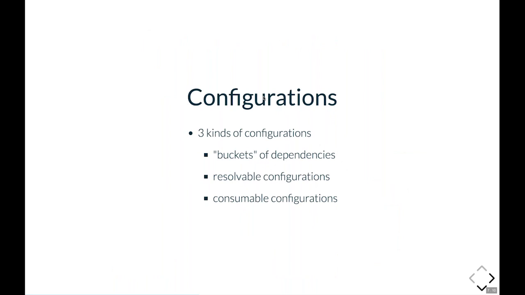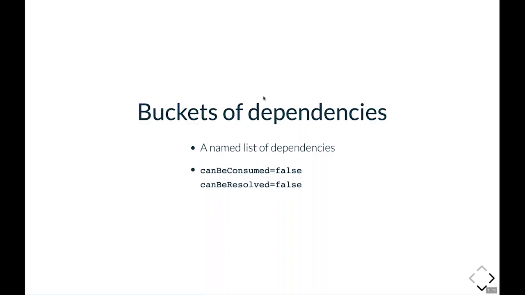One of them is a bucket for dependencies, a place where you declare your dependencies. Another one is something that can be resolved. These were my class path configurations. And the third one is something that can be consumed. These were my elements configurations. So let's go over these three aspects of a configuration a bit more in detail. The bucket is the simplest one. It's a named list of dependencies. It's something that a plugin or the standard Java plugin of Gradle offer you in order to declare your dependencies.